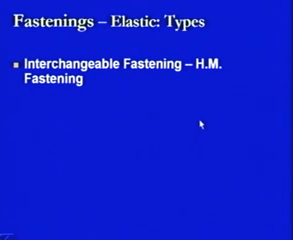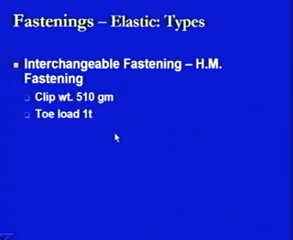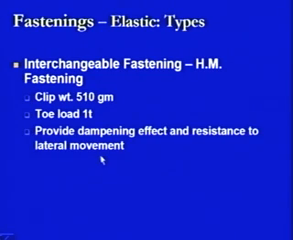Then we have HM fastening. HM fastening is one type of fastening which can be changed from one location to the other location, and that is why the name of interchangeable fastening has been given to this. This interchangeable fastening has a clip weight of 510 grams. The toe load is 1 ton, or 1000 kgs. It provides the dampening effect and the resistance to the lateral movement.